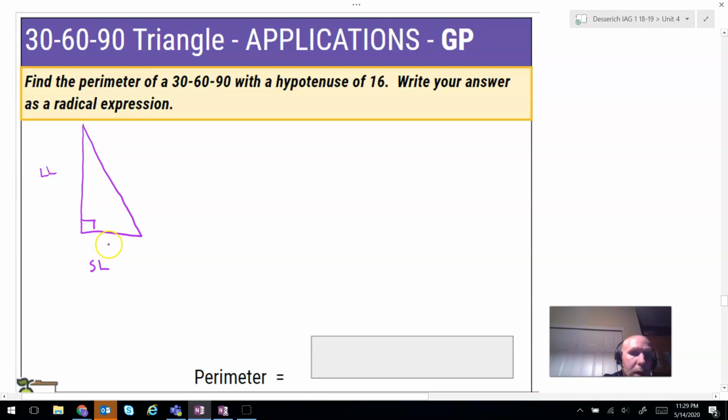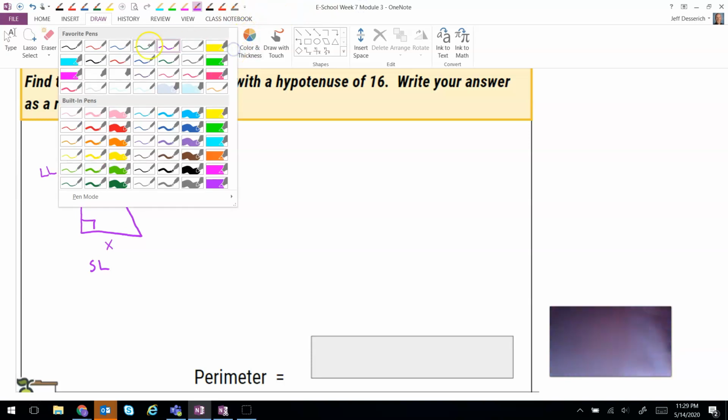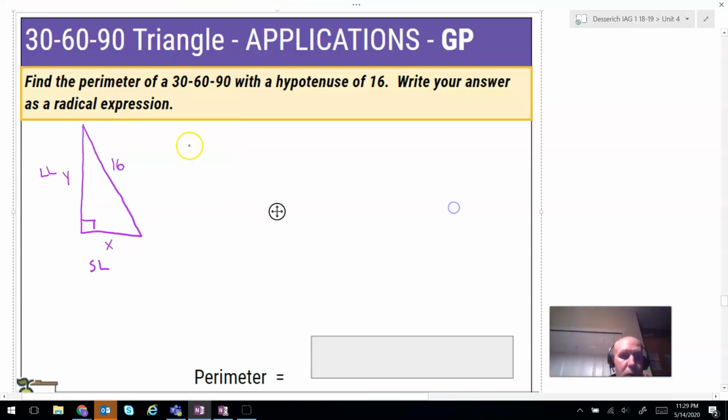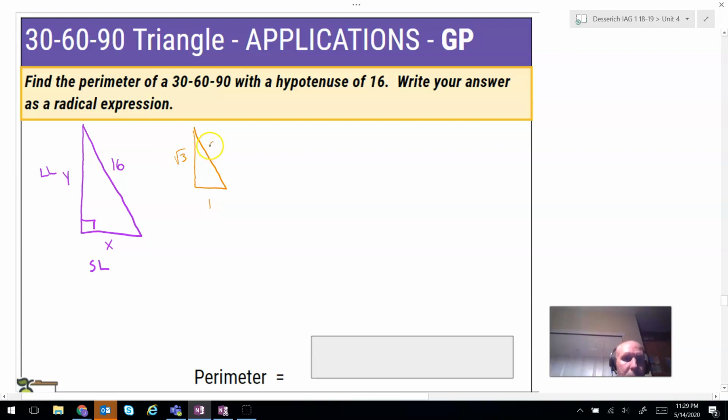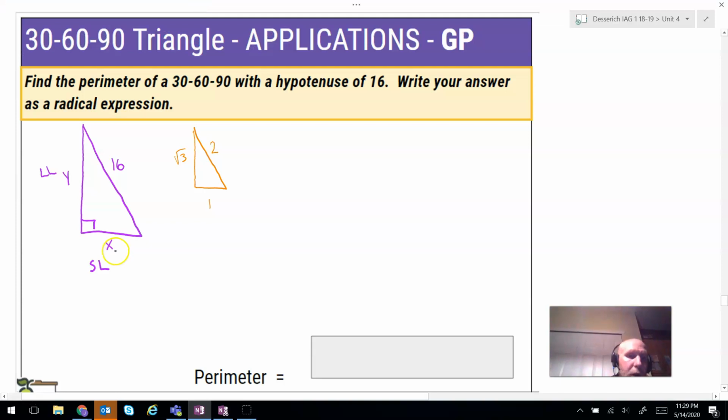So the short leg, we don't know. We can call it x if you want to, and the long leg we can call y. But the hypotenuse we know is 16. So let's go ahead and set up Thelma here to join the triangle we've got here. And so Thelma, we know when her short leg is 1, long leg is square root of 3, hypotenuse is 2. So if we want the perimeter of this triangle, we're going to need x and we're going to need y. So let's go ahead and find both of those.